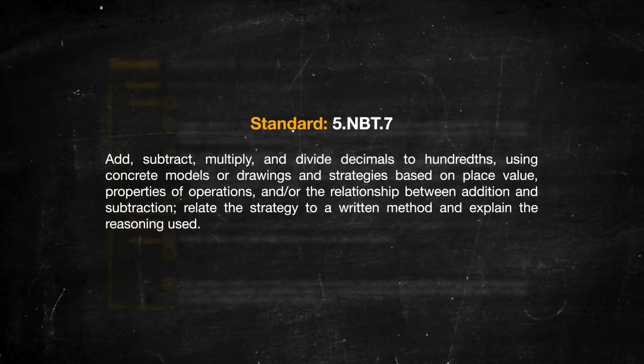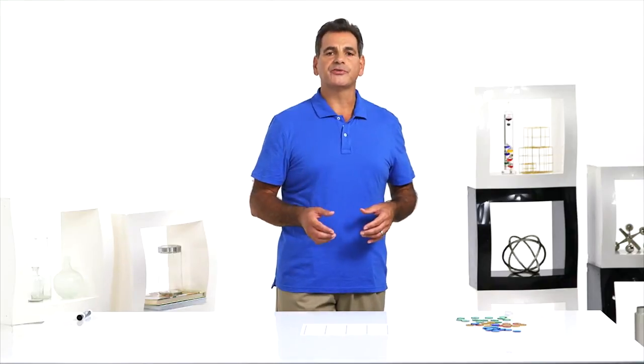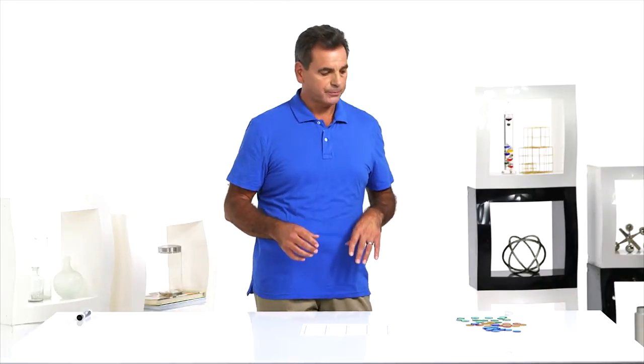Okay, on to standard 5, NBT 7. Because of the uniformity of the base 10 place value system, students can use the same models and drawings and strategies based on place value and properties of operations that they use for adding, subtracting, multiplying, dividing whole numbers for operations with decimal numbers. Let's start with addition and subtraction. Students should first gain experience adding and subtracting decimals using concrete models. Let's use a place value chart and number chips.